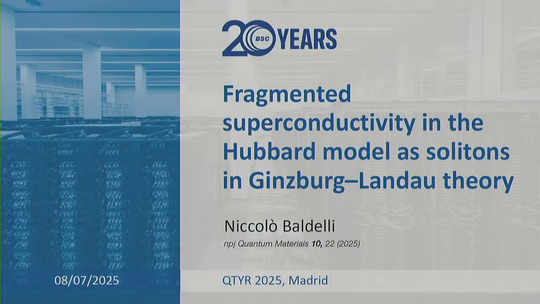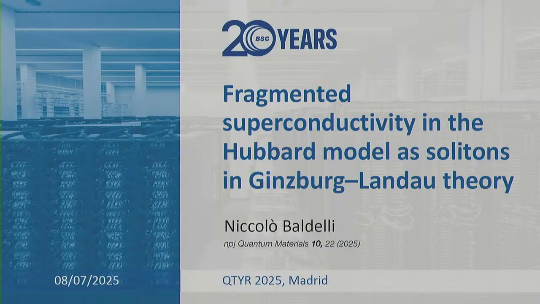Okay, so as I said, next speaker is Niccolo Valdelli, and he is going to talk about fragmented superconductivity in the Hubbard model as solitons in Ginzburg-Landau theory. Okay, thank you for having me here and for being here. So compared to the previous ones, this is going to be a bit more of a theoretical computational talk, and as you can see, there are a lot of complicated words in the title. I hope they're going to be a bit more clear by the end of the talk.